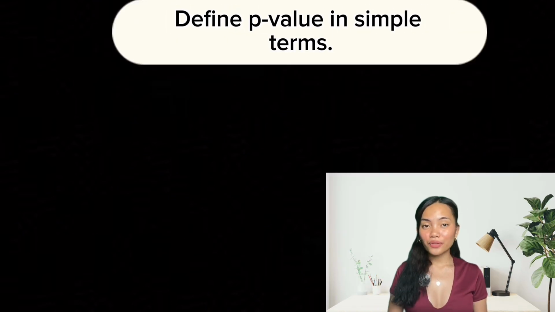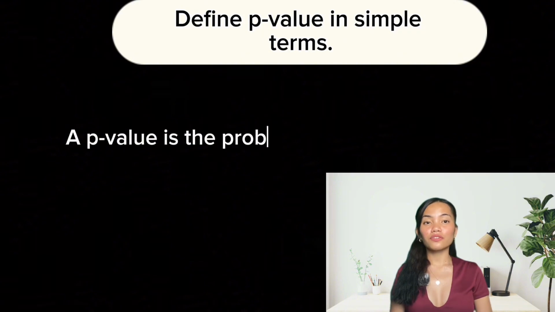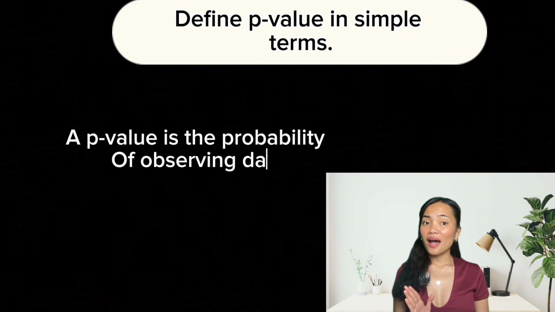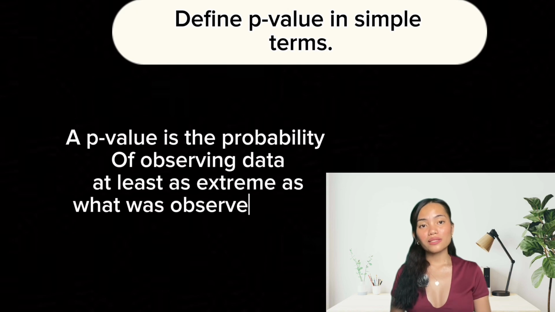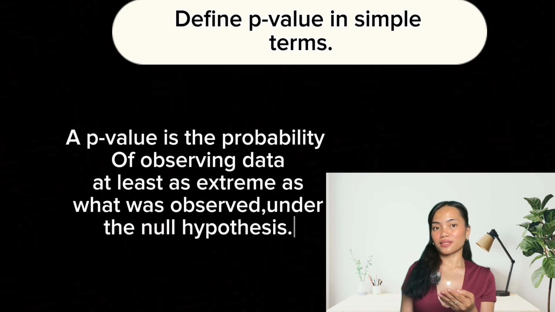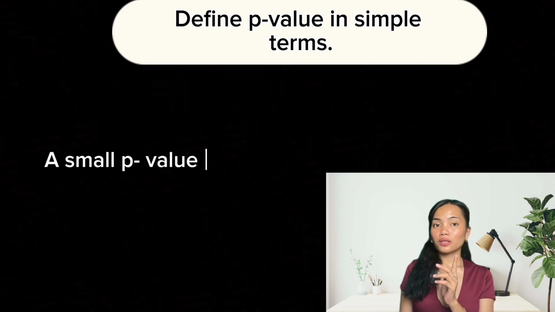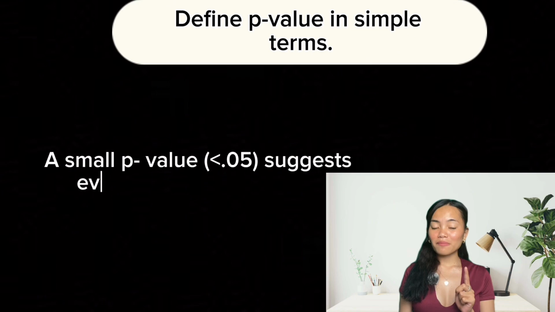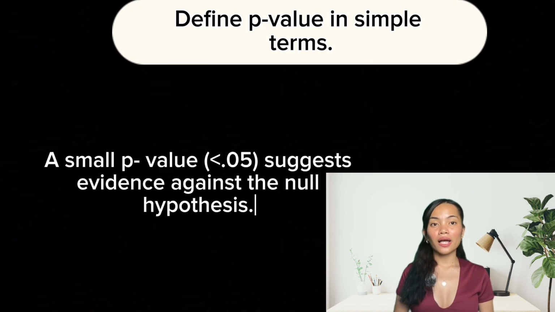Find p-value in simple terms. I have an answer here. A p-value is the probability of observing data at least as extreme as what was observed under the null hypothesis. A small p-value, less than 0.05, suggests evidence against the null hypothesis.